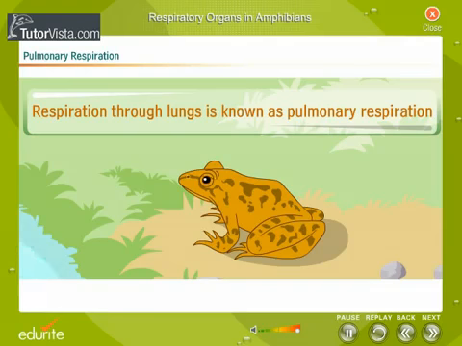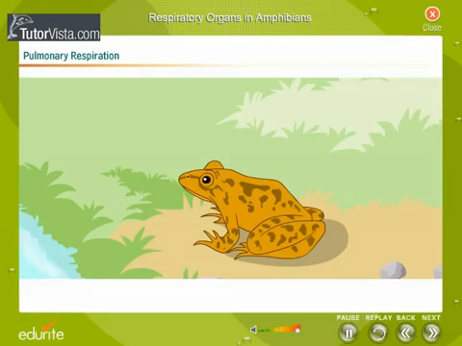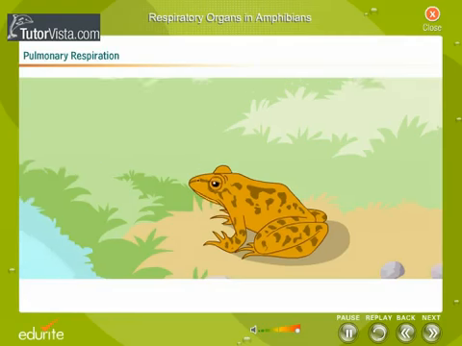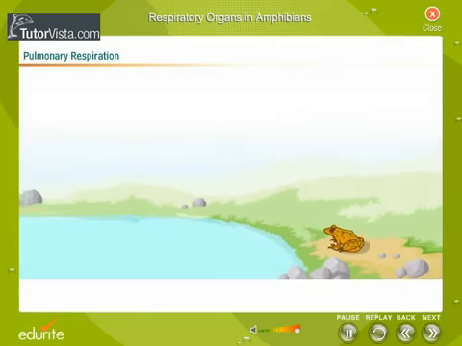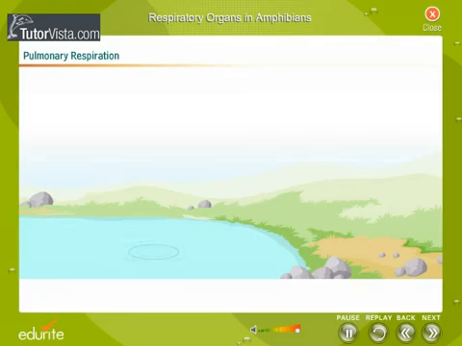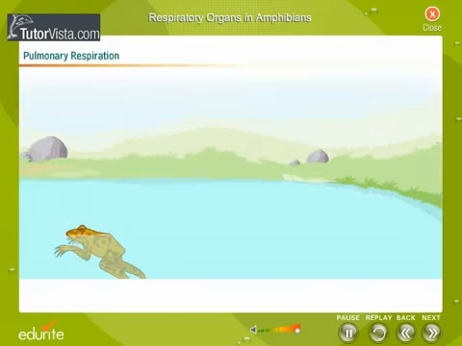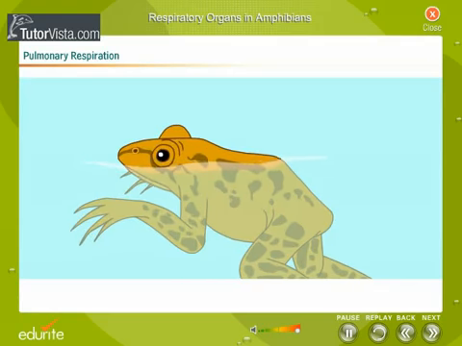Respiration through lungs is known as pulmonary respiration. The frog breathes through lungs while on land, or when it is floating on the surface of the water. It takes in air through the nostrils into the mouth by lowering the floor of the mouth, or the buccal cavity, keeping the mouth closed.